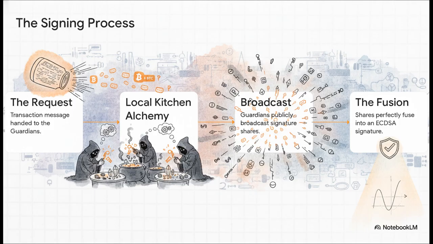Step 3. The public broadcast. The Guardians throw their individual signature shares out into the open. By themselves, these shares reveal absolutely nothing about the secret master key. And finally, Step 4. The fusion. A bystander or the canister itself gathers any 9 of these shares. Through the sheer beauty of elliptic curve mathematics, those shares just perfectly fuse together.